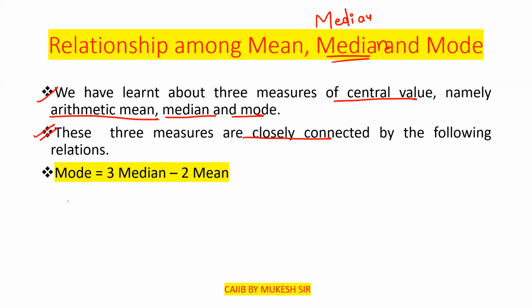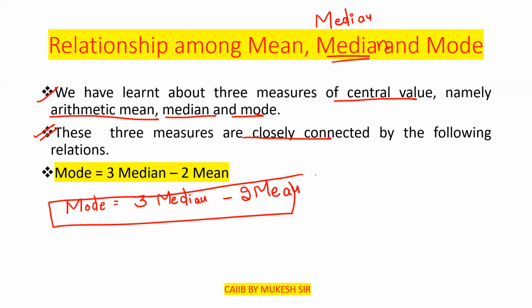What is the relationship? Mode is equal to 3 median minus 2 mean. Kindly remember that this will be the answer here: mode is equal to 3 median minus 2 mean.